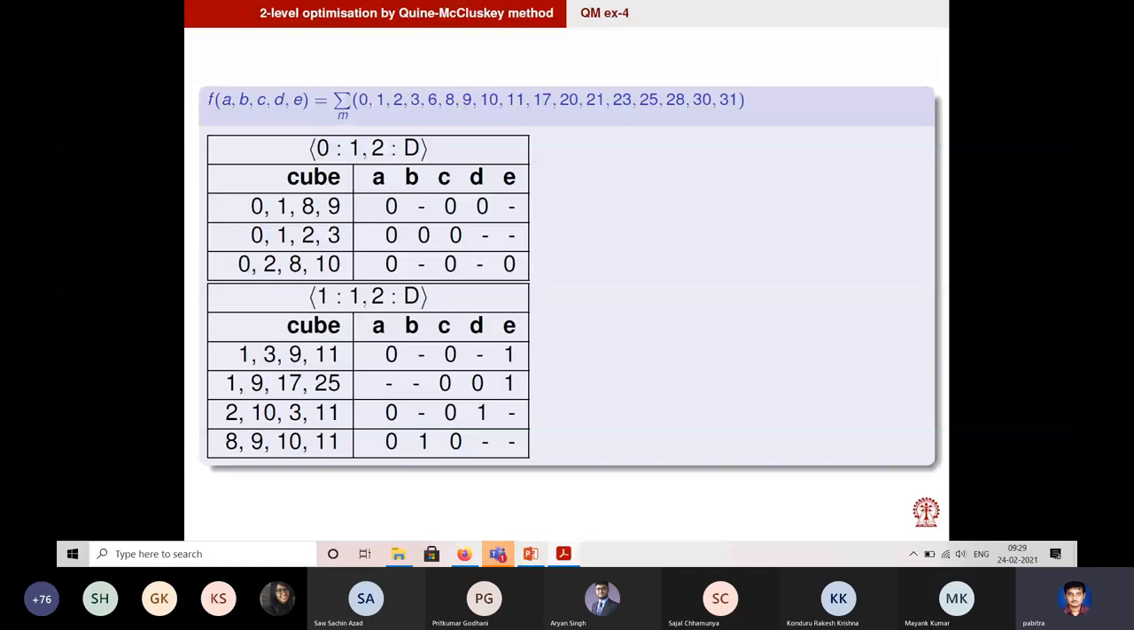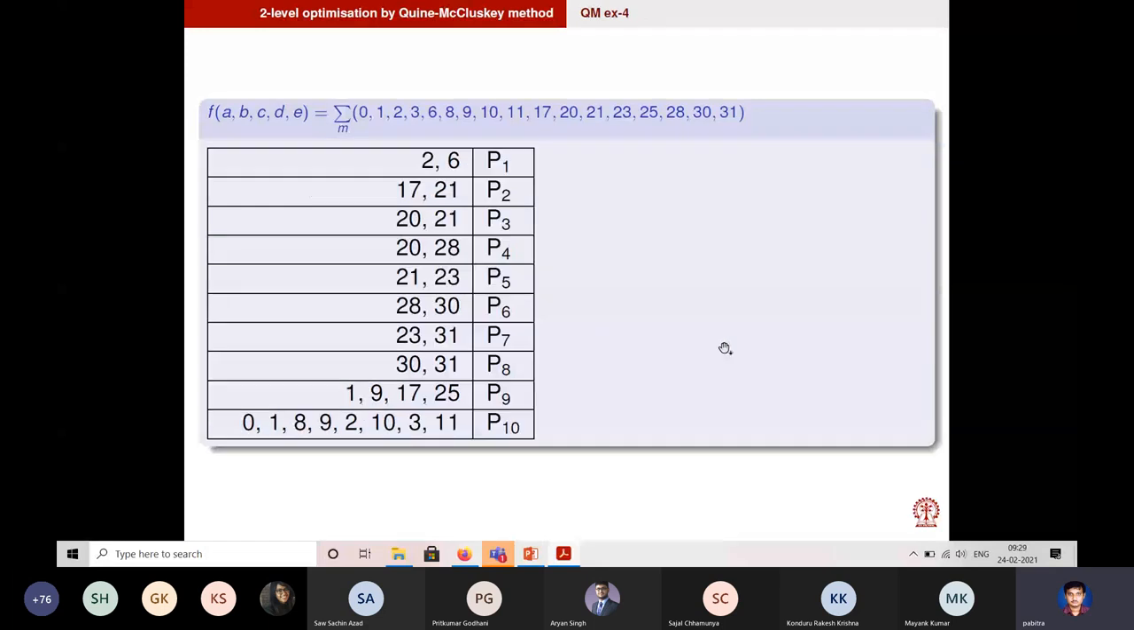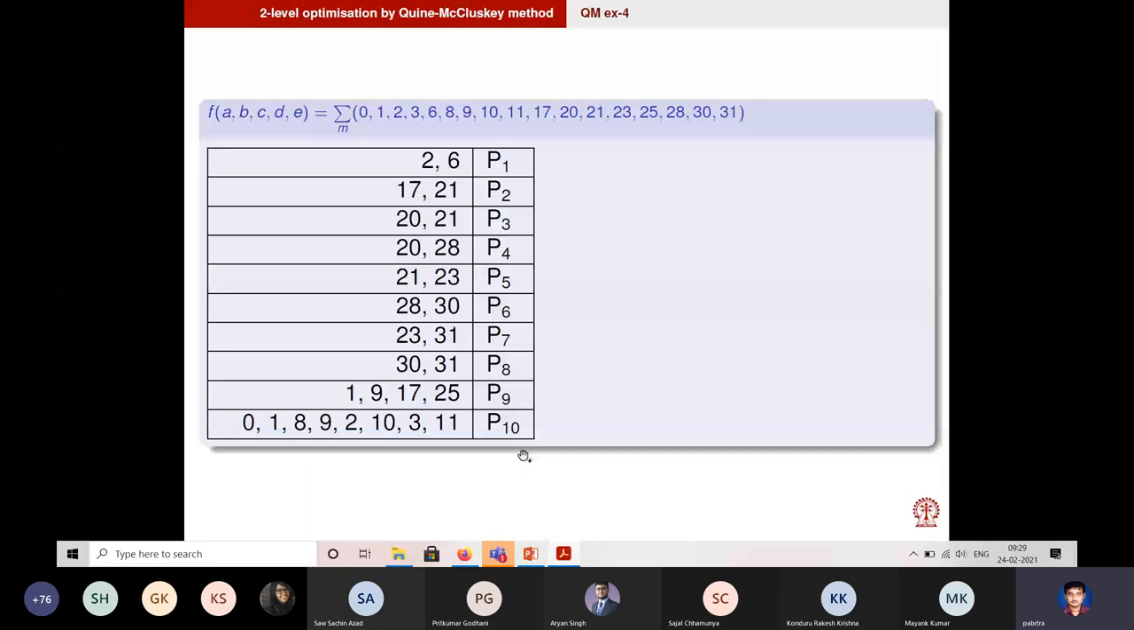So these are the set of prime implicants I get, P1 to P10, 2, 6 with 3 variables, 7, 21, 3 variables, 20, 21, 3 variables. No, not 3 variables, 4 variables. So all these are prime implicants with 4 variables. This is a prime implicant with 3 variables, and this with 3 variables. Okay, no, 2 variables. So these are the prime implicants I finally have by this first step of Quine-McCluskey.